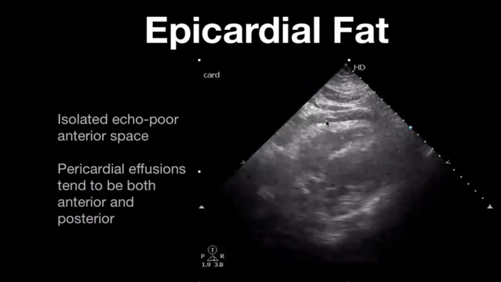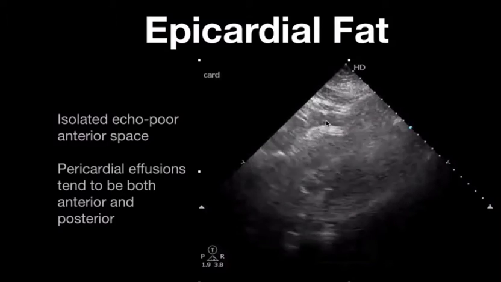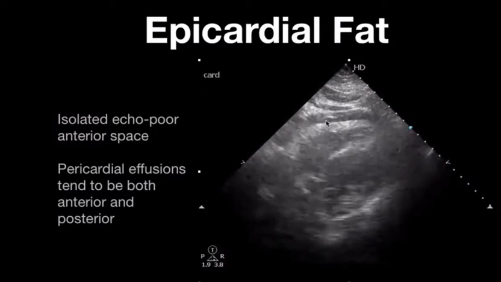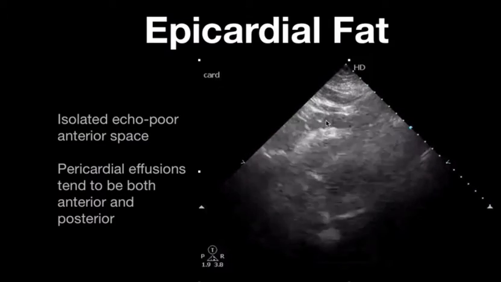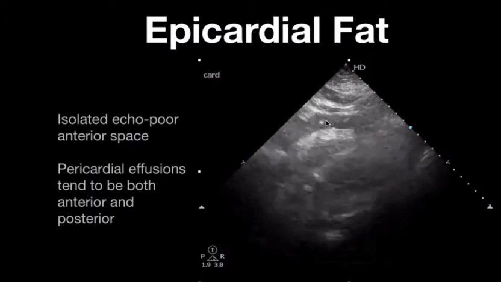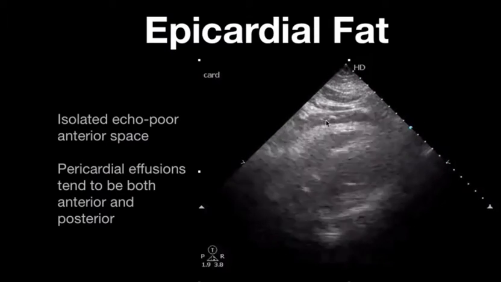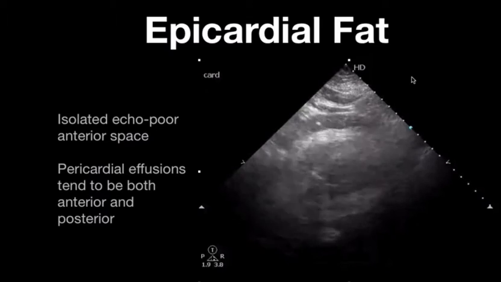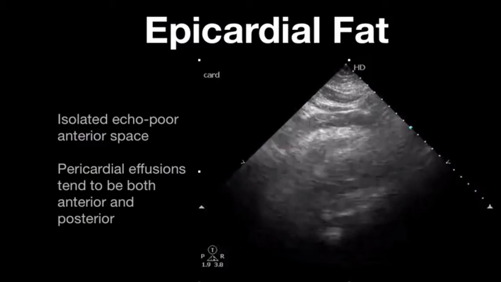But in a patient who is a trauma patient and you're worried about an echogenic pericardial effusion, you may have to do a backup window such as the parasternal long axis window in order to confirm that this is not a pericardial effusion.